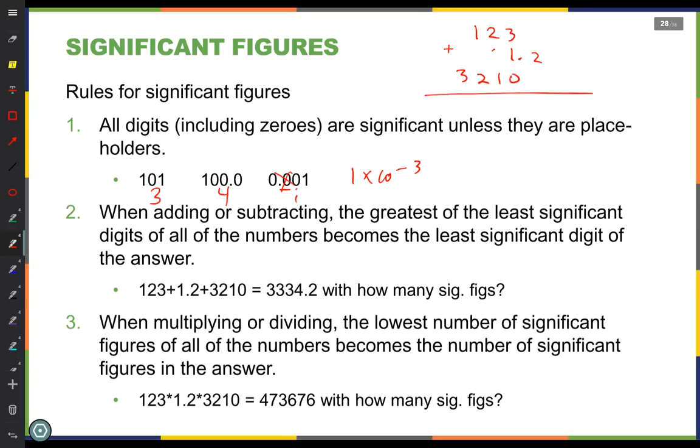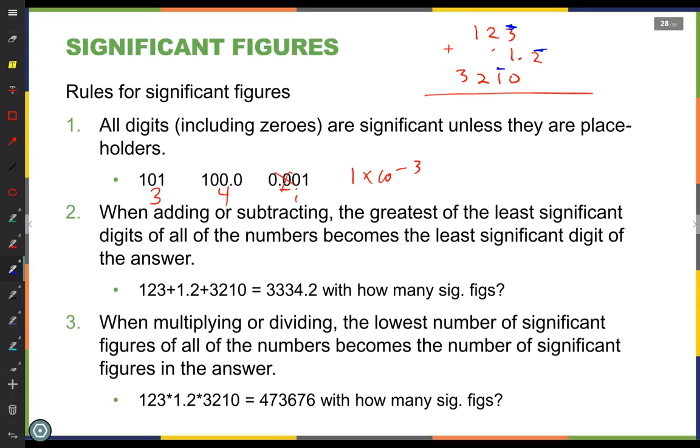For each one of those numbers, I'm going to identify the least significant digit, which means the farthest digit to the right that is significant. So in the first number, 123, 3 is my least significant digit. So I'm going to put a line over that. The next one, 1.2, the 2. Finally, the last one, 3210. Number 2. Okay, so it's the 1 here.